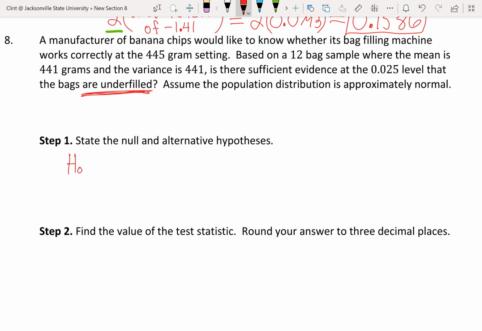So for our hypotheses on this one, for our alternative, we're dealing with a mean again. We want to know if they're underfilled, so that's going to be less than some number. The setting is 445 grams, so we're going to be less than 445. And our null hypothesis will be that mu is equal to 445.